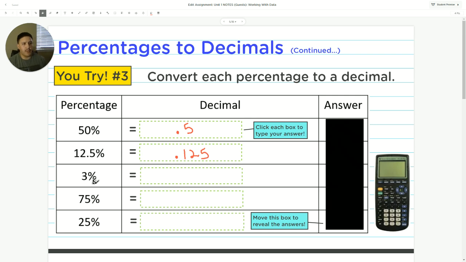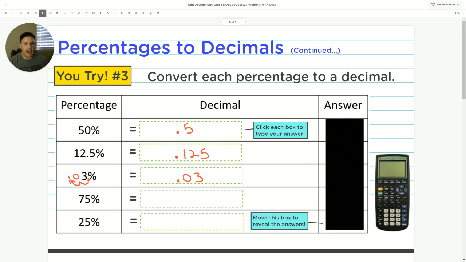Okay, 3%. I'm going to use the shortcut in this case. So its current decimal place needs to be moved to the left twice. Notice there's a gap here that doesn't have a value. So you need to fill that value in with a 0. And our decimal answer will be 0.03.